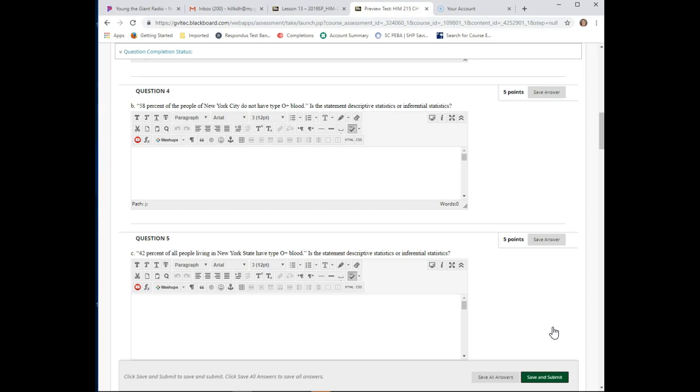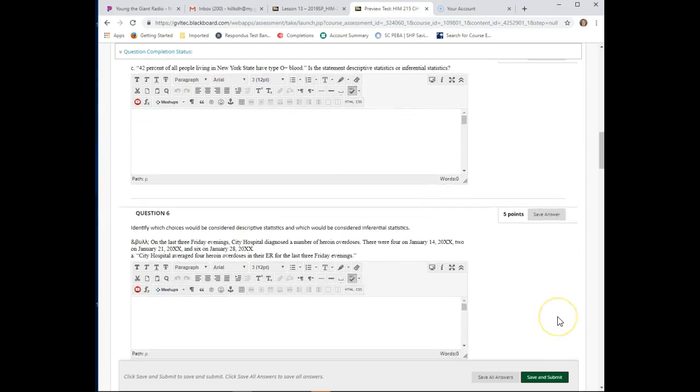For C, 42% of all people in New York State have O positive blood. So yes, you have some descriptive information there, but if you think about the size of New York State, and they're saying 42% of all people, well, you would have to take a sample of those people to make this type of statement. So even though it looks a little bit descriptive, it's not really descriptive. You're inferring that 42% of all the people living in New York State, a very large state, have O positive blood. You are inferring with that statement. So that's why that is what it is.